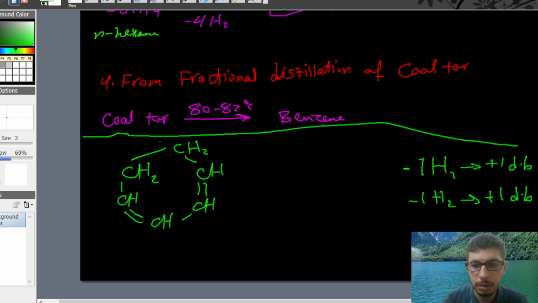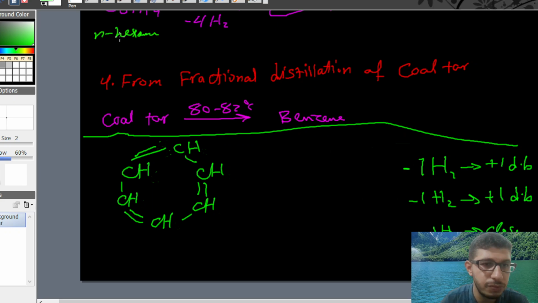Okay, let me write what I did. I removed 1 mole of hydrogen to close the ring. And another mole of hydrogen removal to form a double bond. So I will now remove another mole of hydrogen to form another double bond, just like here. Okay, this is benzene, right? If you look here, this is benzene. From which compound? From normal hexane.